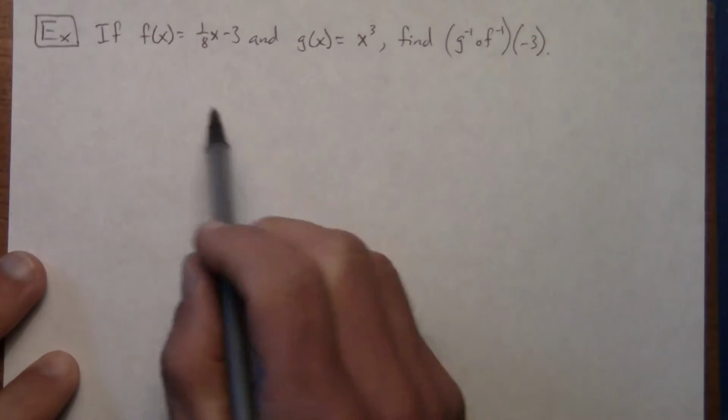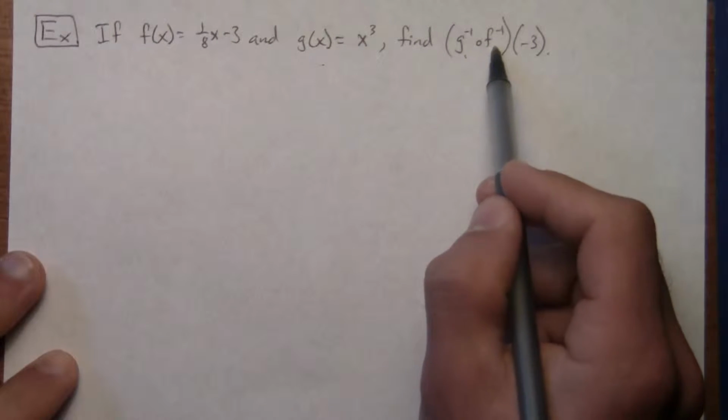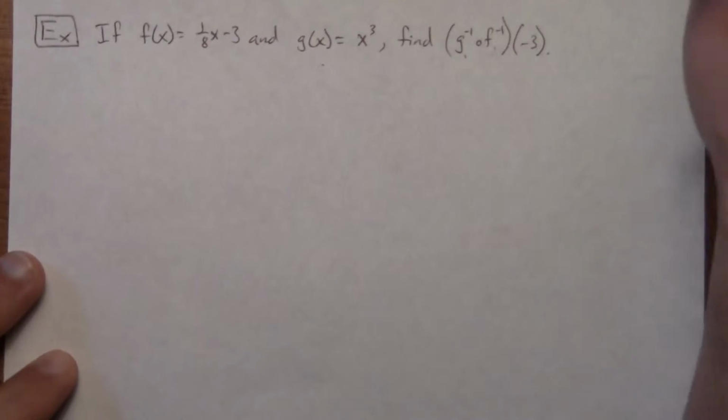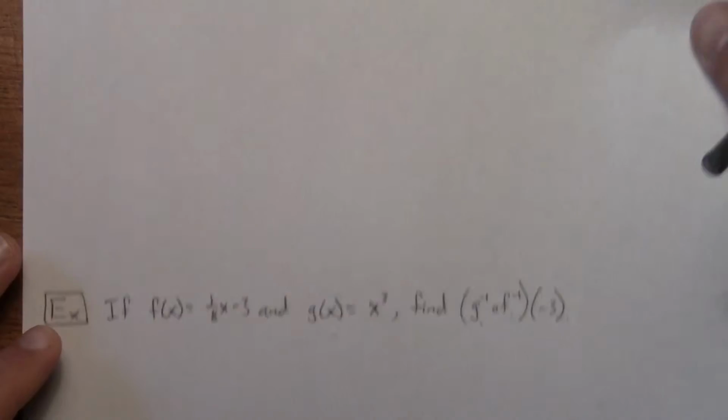And then the other 2 that I'm going to do is they're going to give you 2 functions and ask you to find g inverse of f inverse of -3. And I'll do one that's similar to that. And that's, I believe, in the 70s when you get to your homework.